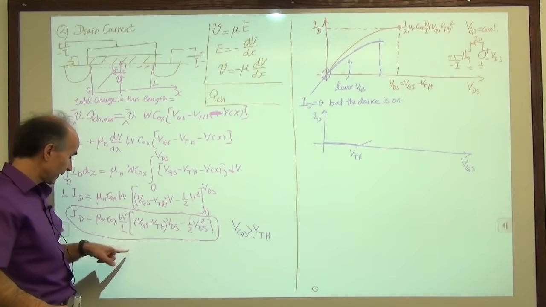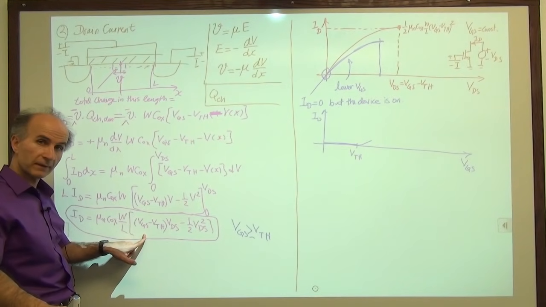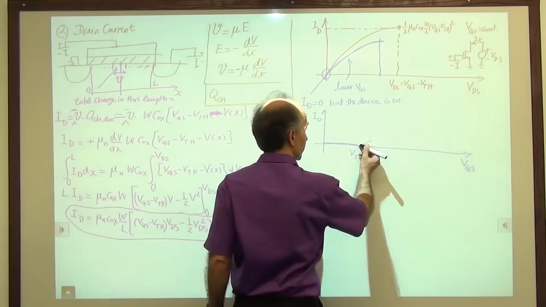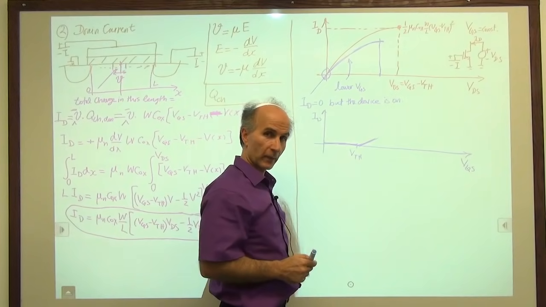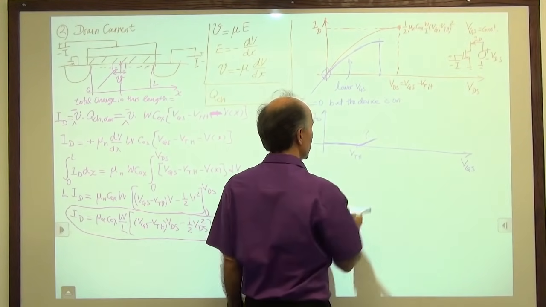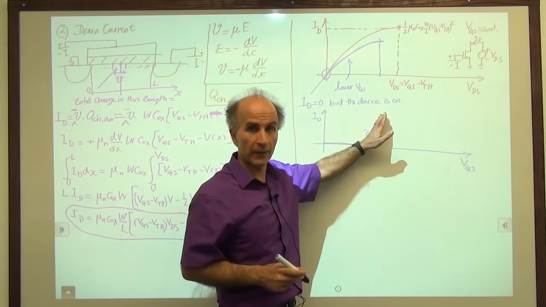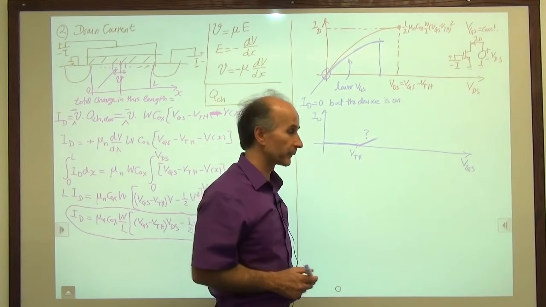Now this equation says ID is proportional to VGS minus VTH. So it means that it goes up straight. But that's actually not true, and we will have to see later why that's not true. So I'll just put a question mark here for you. Qualitatively, we know this should happen. No current, and the current goes up. But how it goes up, we'll have to come back to it a little later.